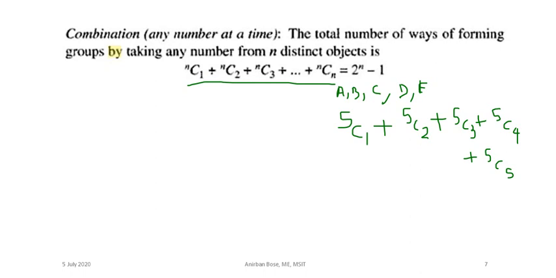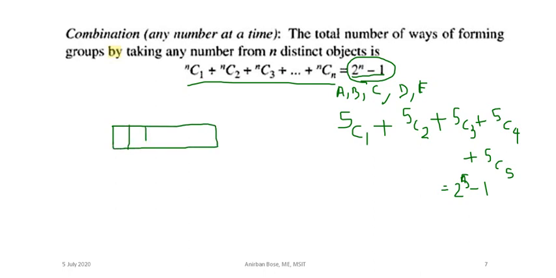And this again can be written as 2 to the power n minus 1. So in our case it will be 2 to the power 5 minus 1. Where does this come from? It can also be thought of in this way. Suppose we want to form a group of at most 5 members.